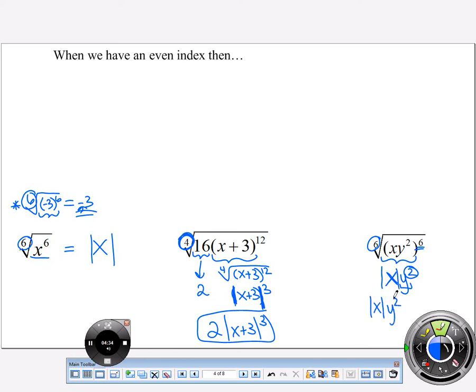So again, I'm using the absolute value bars in my answer around an expression that has a variable to show somebody that it should be positive no matter what the number value is. This is only significant in even indexed radicals.